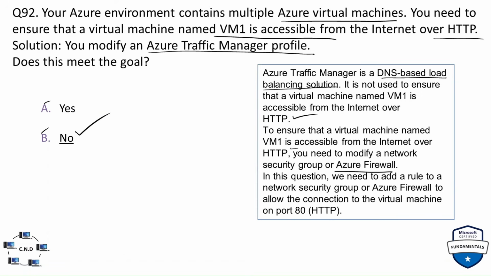So again, you can use either the NSG or the firewall to access your virtual machine inside Azure from the internet on HTTP. So in this section, we need to add a rule to the network security group or Azure Firewall to allow the connection to the virtual machine on port 80, that is HTTP.